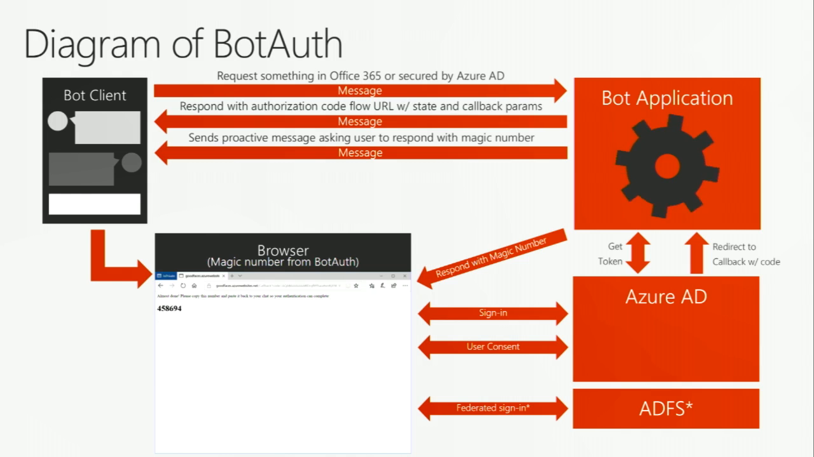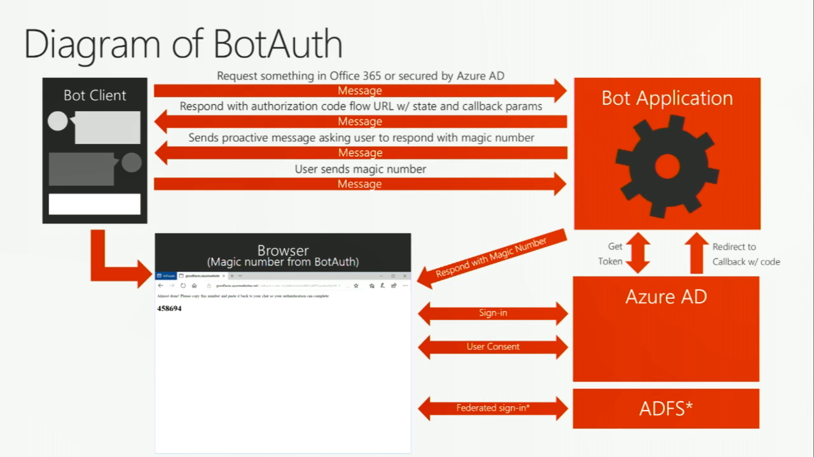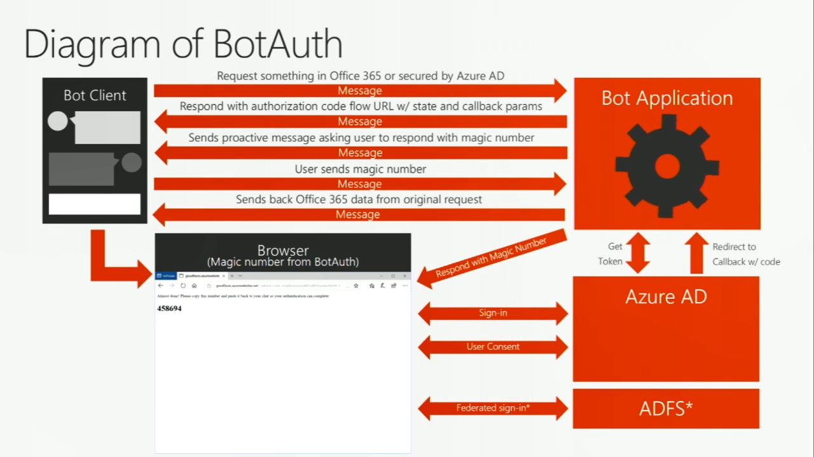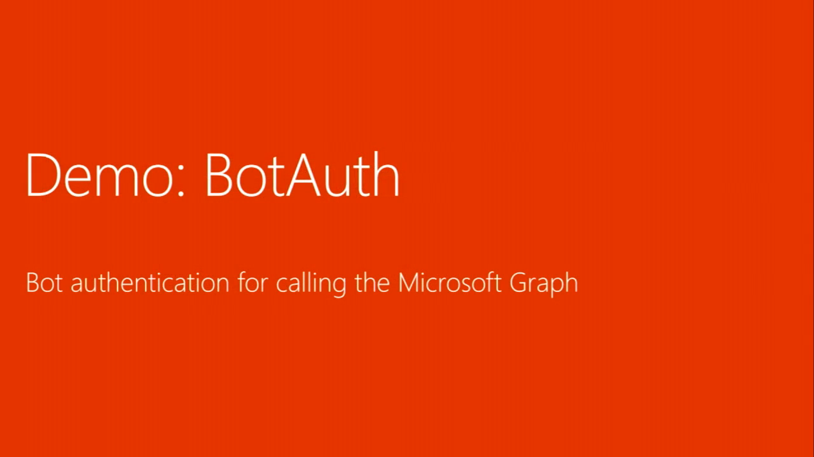So someone can't take over your identity and query on your behalf. Finally, once you enter that magic number and provide it back, the bot application now has tokens that it can use on your behalf, and it can go and send you data. There's a lot of movement there, but it actually happens very effortlessly when you leverage one of these bot authentication packages. So let's take a look here really quickly.